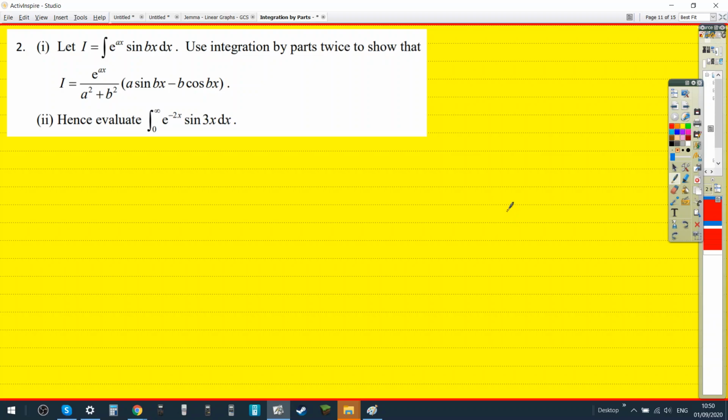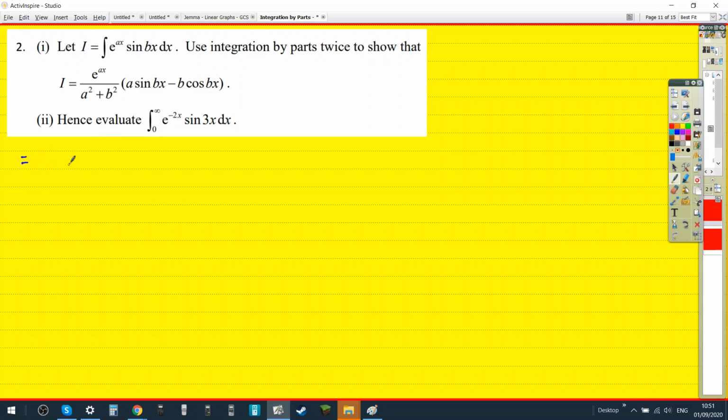Well, now you have the formula. I don't know how to evaluate with infinity. I've never seen that before. Let's just do it and see what happens. So you'd have e to the minus 2x. Is equal to what? Oh no, the integral of that is equal to, because it's the same formula.